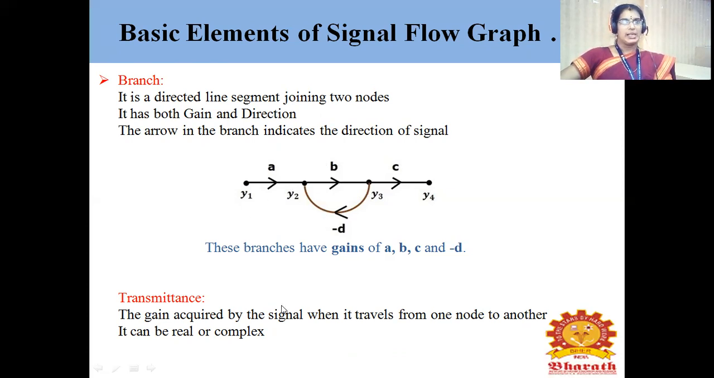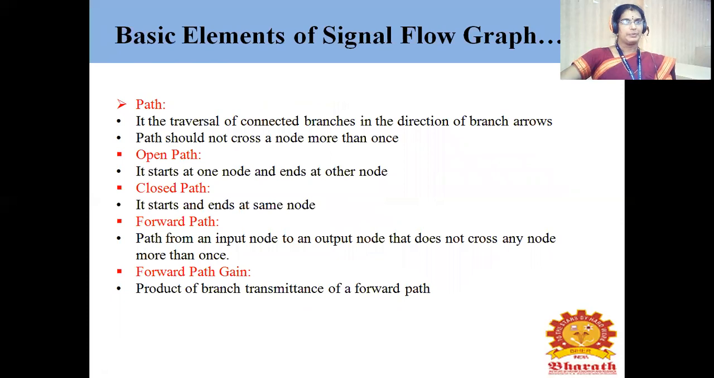The transmittance is the gain acquired by the signal when it travels from one node to another. This transmittance can be real or complex.